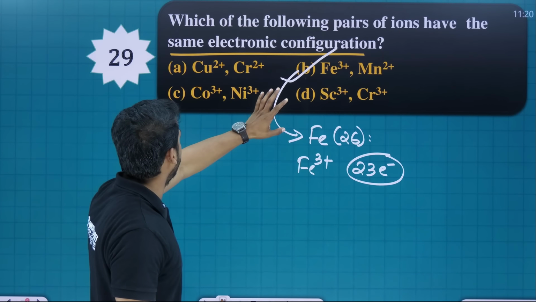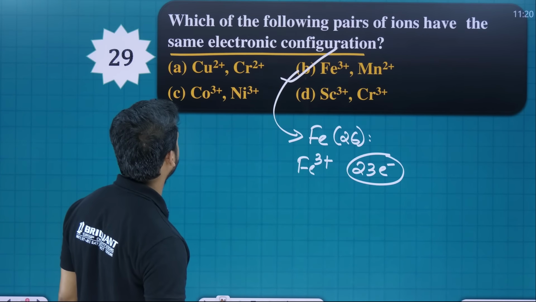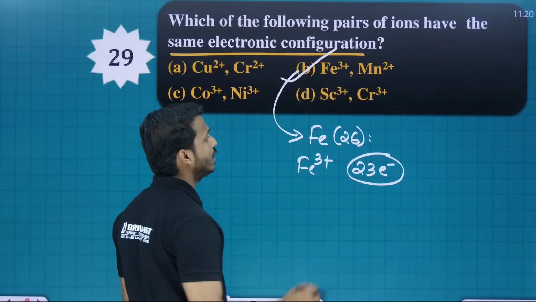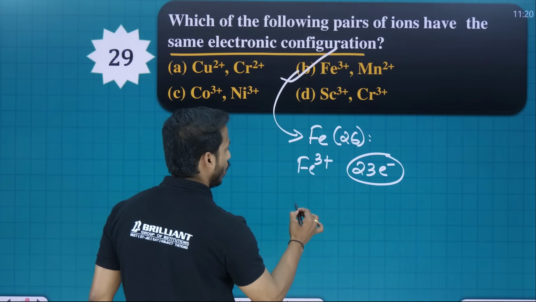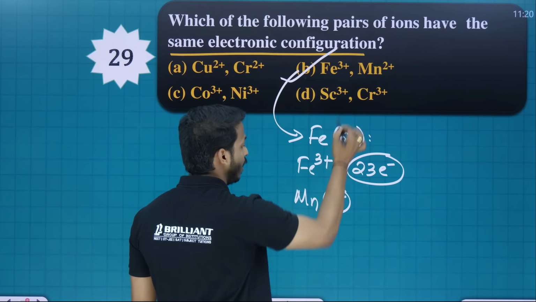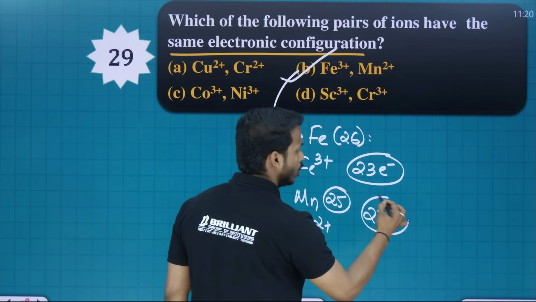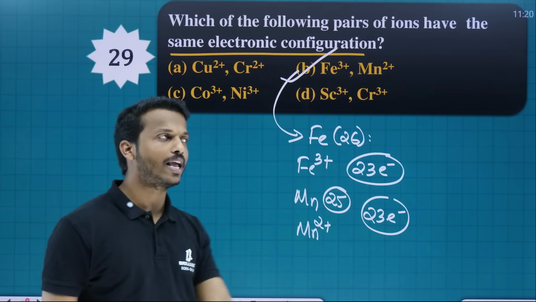Let us go through the options: copper, scandium. Let's check it. Fe has atomic number 26, so Fe3+ has only 23 electrons. What about Mn? The atomic number of Mn is 25, so Mn2+ means 2 electrons lost, which is also 23. If they have the same number of electrons, their configuration will be the same.